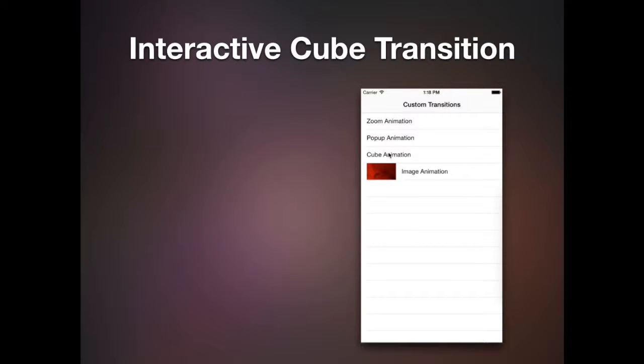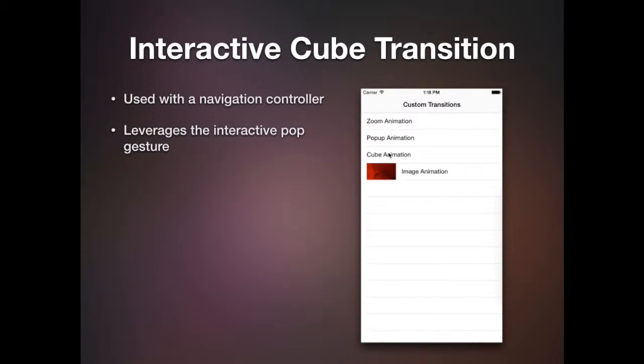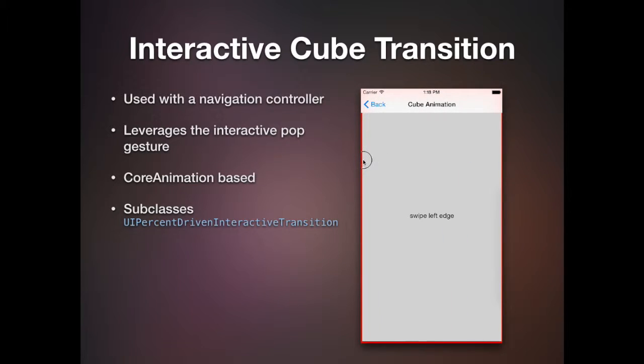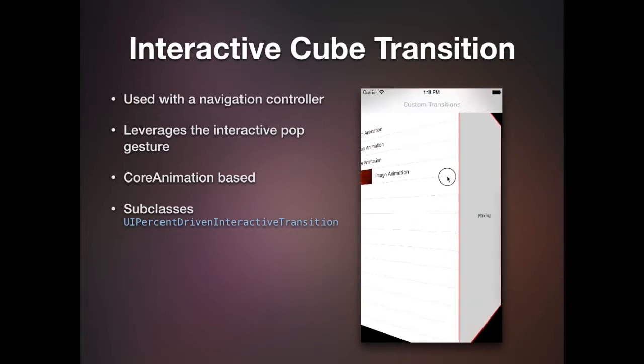As you just saw with that transition, we're going to be doing an interactive cube 3D transition. We're going to be using a navigation controller to do this so we can make use of the gesture that is already built into the navigation controller. This is the interactive pop, so when you move your finger on the left side of the screen and slide over, that's the gesture that we're going to be leveraging to start this. It's Core Animation based. The subclass is the UIPercentDrivenInteractiveTransition object. And here's a quick demo of what it's going to look like.